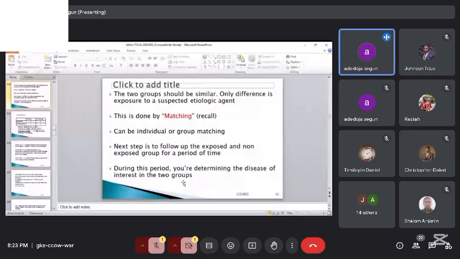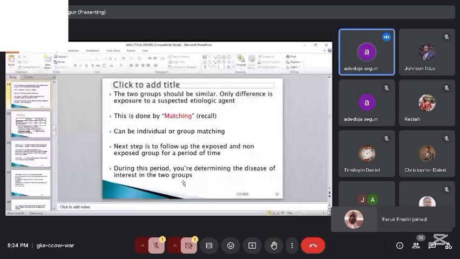The group we are going to use, because I said in the previous slide, the immediate previous slide, that we are going to have two groups. The first one, they are exposed to the disease of interest. The second group, they are not exposed to the disease we are trying to carry out research on. But one of the most important things is that the participants in both groups must be similar. The only difference is exposure to a suspected etiologic agent.